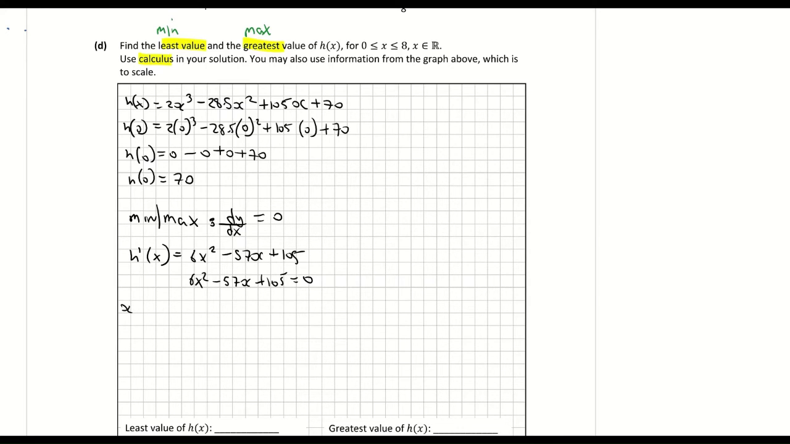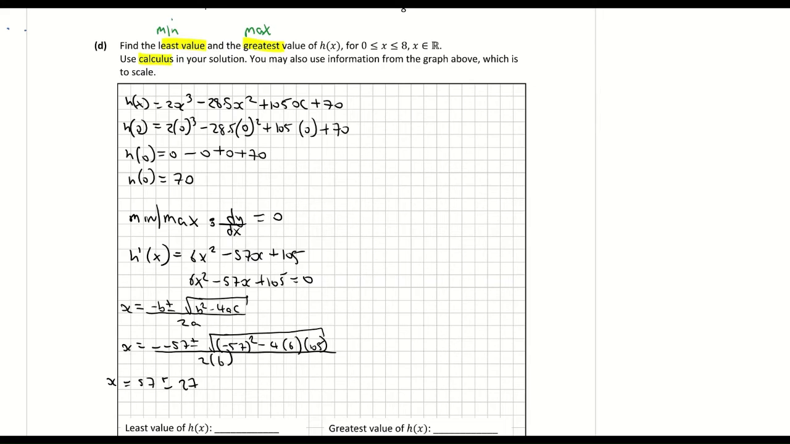So I'm going to my log tables, taking down x is equal to minus b plus or minus the square root of b squared minus 4ac, all over 2a. Subbing that in, I'm getting x is equal to minus minus 57 plus or minus the square root of minus 57 squared minus 4 times 6 times 105. Fairly large numbers here. And I'm putting all that over 2 times a, which is 2 times 6. When you evaluate that, I'm getting x is equal to 57 plus or minus 27 all over 12.